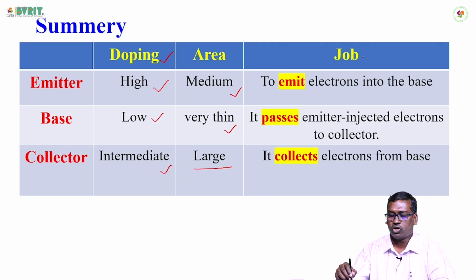If you see in terms of the job, what is the emitter job? What is the base job? What is the collector job? The emitter job is to emit, the base job is to pass, the collector job is to collect. Simply you can remember by one word.